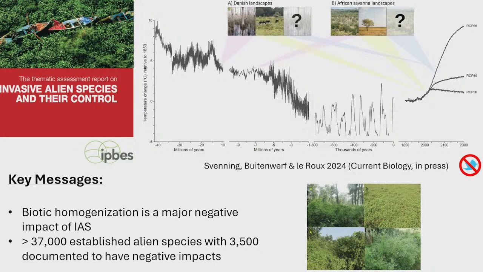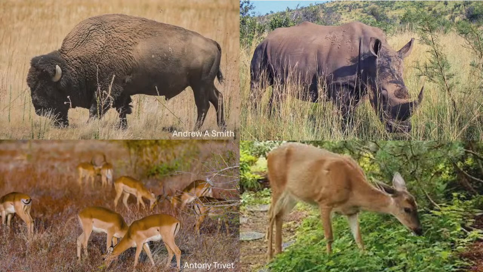But the other really important thing that I think to take from that IPBES report is that despite the fact that they recorded more than 37,000 established alien species globally, there's only 3,500 that they list as having documented negative effects. So clearly there are a lot of scenarios where these species do not achieve this single species dominance. So there are clearly conditions under which you can maintain or curb this tendency towards single species dominance. And we, of course, have our suspicions.